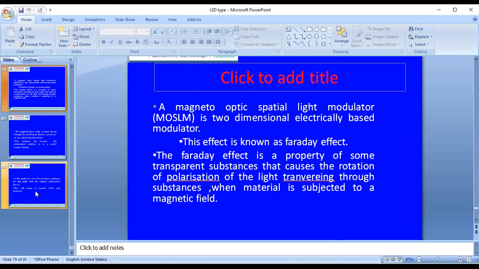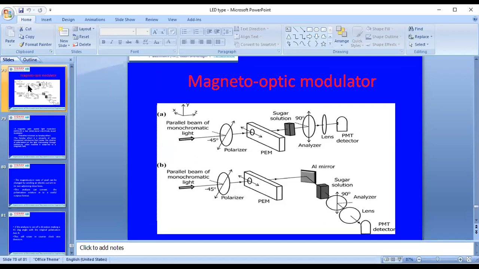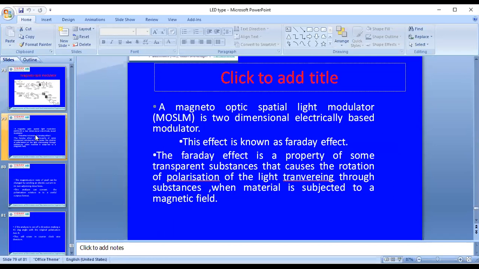Okay, when the magneto-optic effect is considered here, the polarization of this particular crystal is analyzed. A parallel beam of monochromatic light is applied there, and it is concentrated on the analyzer, and from there the output is concentrated on a photomultiplier tube. In this magneto-optic spatial light modulator, MOSLM, is a two-dimensional electrically based modulator.